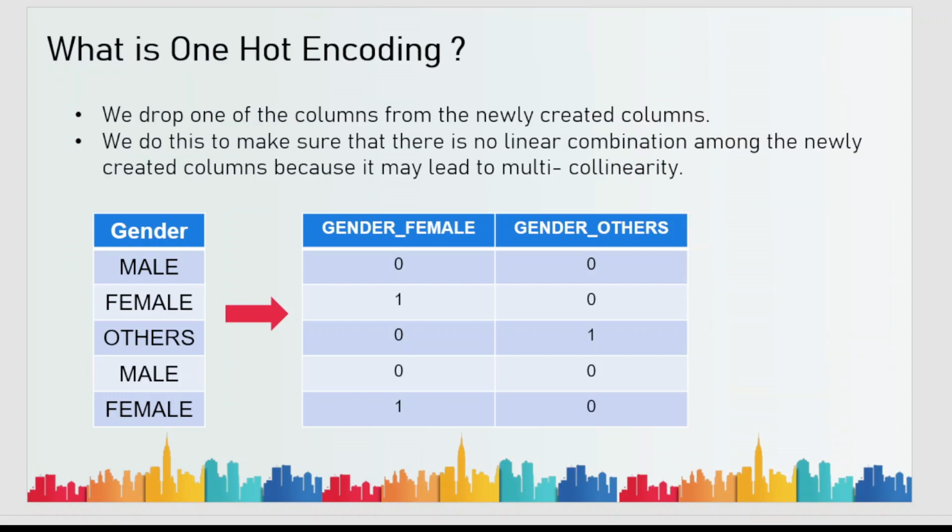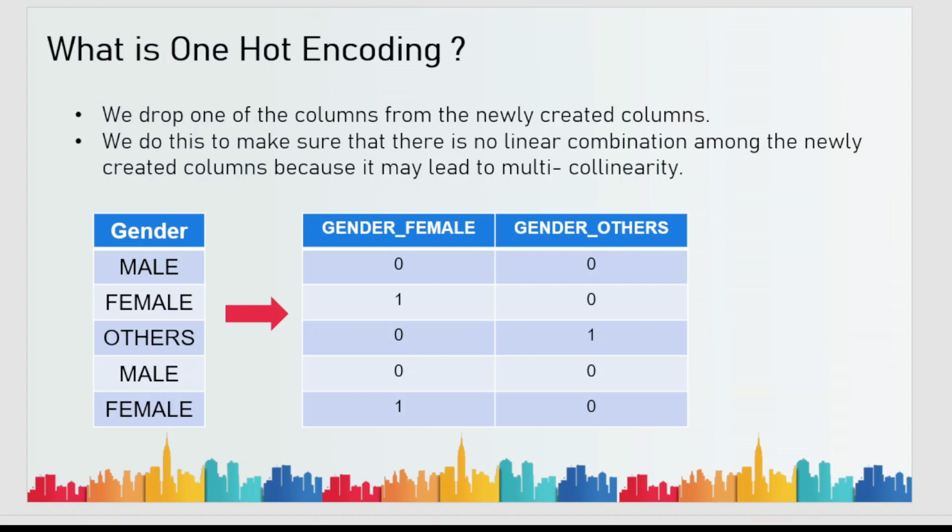Now there is one thing that we have to keep in mind during the implementation of this technique, and that is we have to drop one of the newly created columns. So why do we do that? It is to make sure that there is no linear combination among the newly created variables, because if we don't do this, it will introduce multicollinearity in the data, which is something we always avoid.